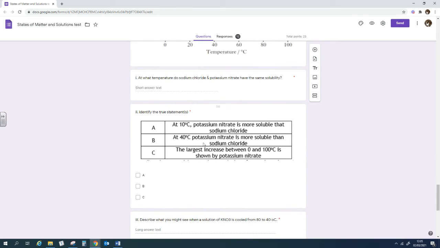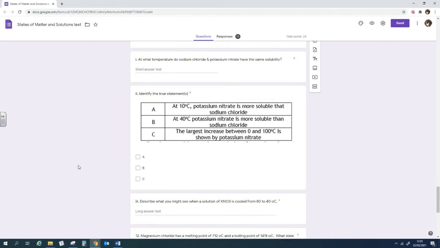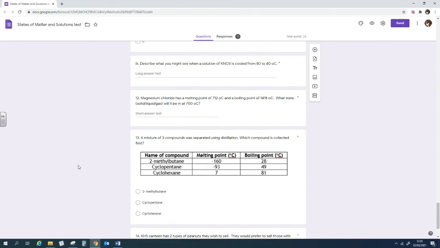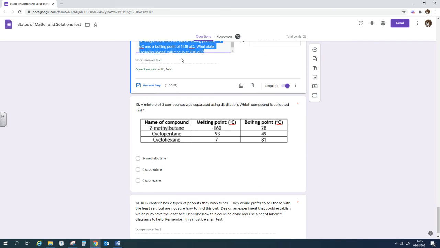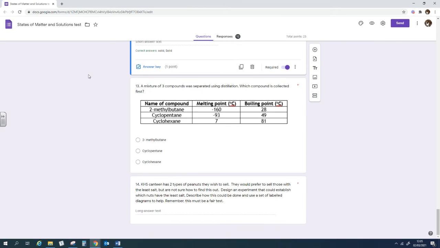These statements, A is not correct. B and C are, however, correct. Describe what you might see when a solution of potassium nitrate is cooled from 80 to 40. You probably see solid precipitating out of the liquid. Magnesium chloride has a melting point of 712, so at 700 degrees it will not have melted. So think about chocolate, it goes from solid to liquid when it melts. So this has not happened yet, so it will be solid.